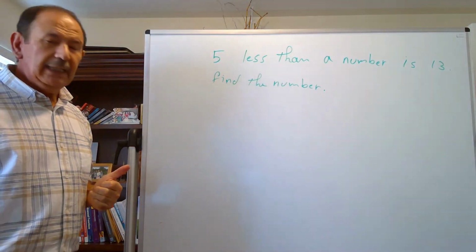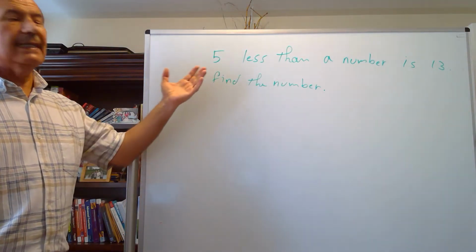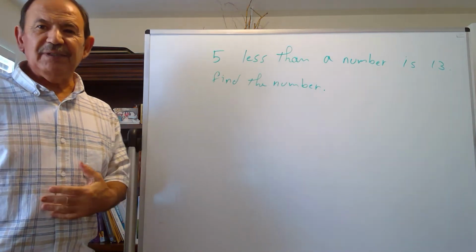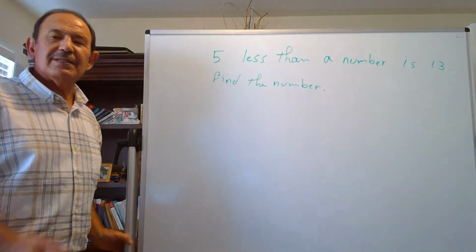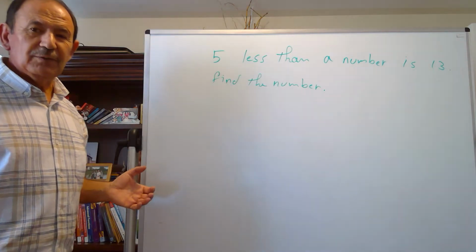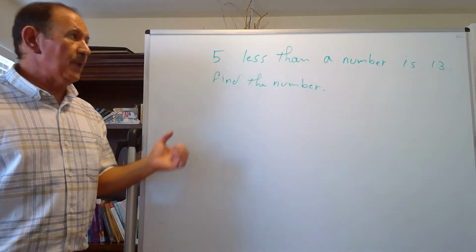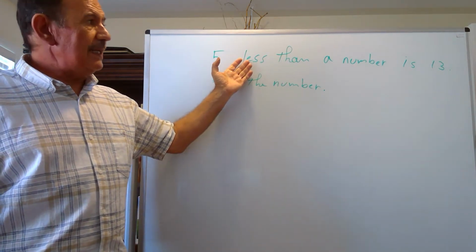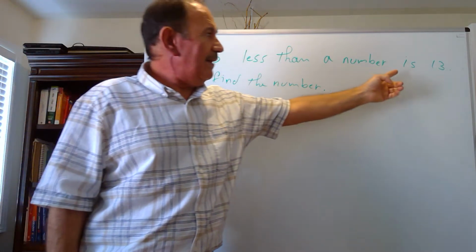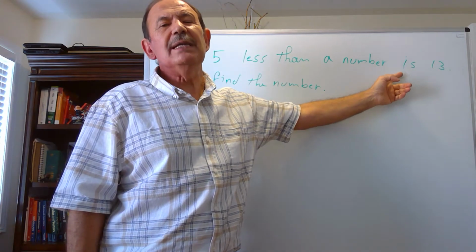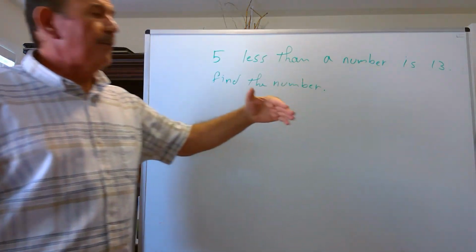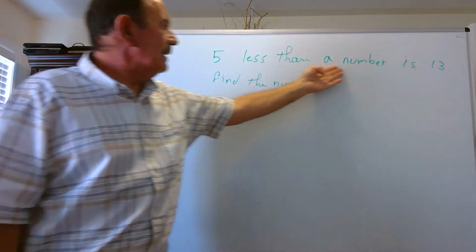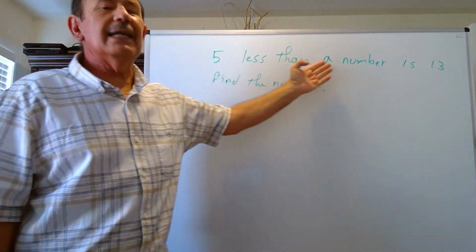I explained translating a sentence to a variable expression in another video, and I encourage you to watch that video again as well. Translating is the same as translating variable expressions, but in an equation we have the word is. Is means equal sign.